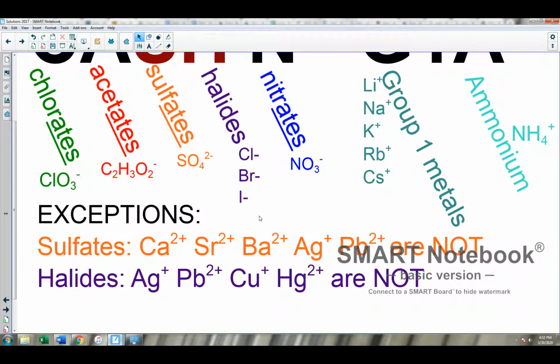Almost all chlorides and bromides are soluble, but lead 2 chloride is not, lead 2 iodide is not, mercury iodide is not, and so forth. So these are just a few exceptions. There are some other exceptions going the other way. There was one in the worksheet where there are a few hydroxides that you would assume are not soluble, but they are. Those are a little bit harder to list with an acronym, and they hardly ever come up.